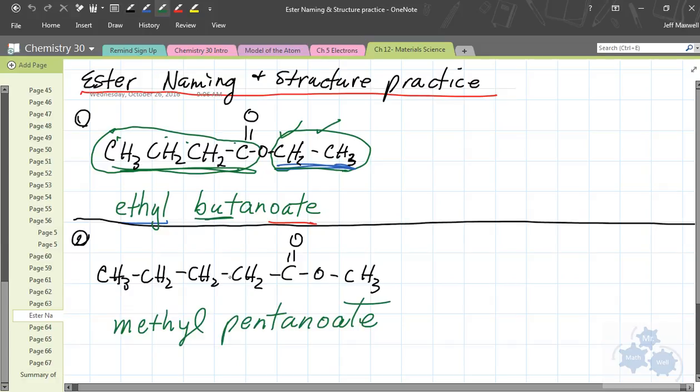Okay, so here's the name for this particular substance right here. We have the methyl group, which we name first, and then we have 1, 2, 3, 4, 5 carbons, so that's pentane, and because it's an ester, it's -oate at the end: methyl pentanoate.